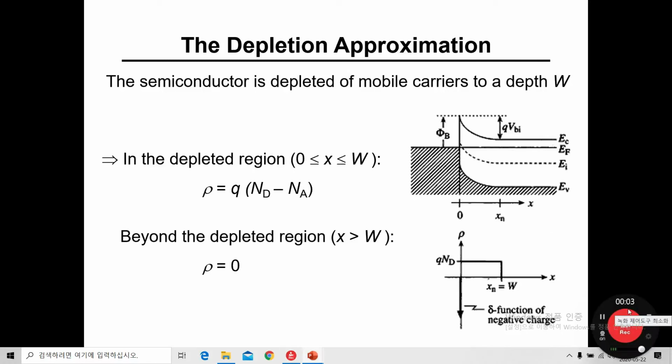Okay, hello everyone. In this movie clip, as I told you in the previous movie clip, we are going to learn what the depletion approximation is.